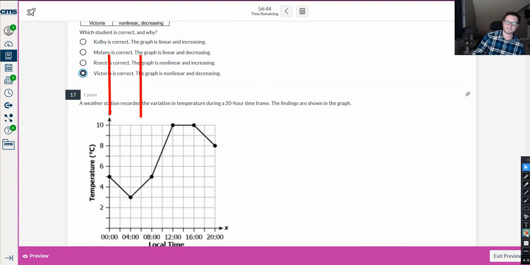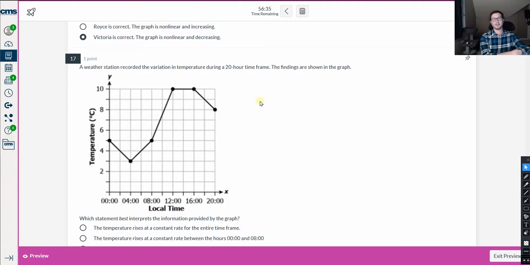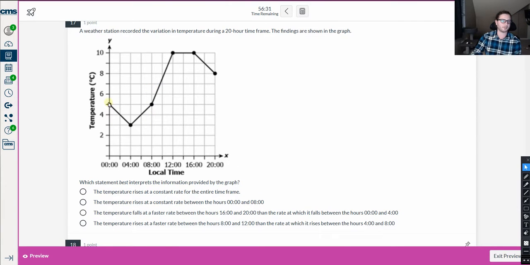For number 17, a weather station recorded a variation in temperature during a 20-hour time frame, and the findings are shown in the graph below. Okay, so it looks like it decreases, increases again, and then increases very, very quickly, and then decreases slower again. Let's see which statement best interprets the information provided in this graph.